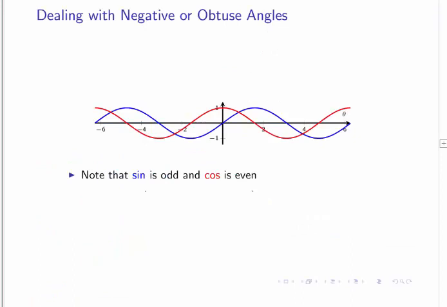Notice that the sine function in blue is odd. So sine of minus x is equal to minus sine of x. On the other hand, the cosine function is even, so we have that the cosine of minus x is equal to the cosine of x.